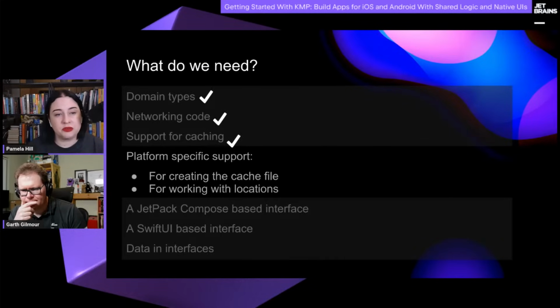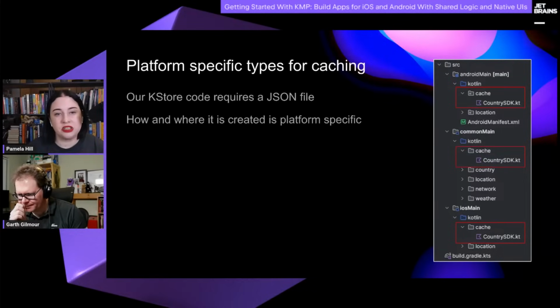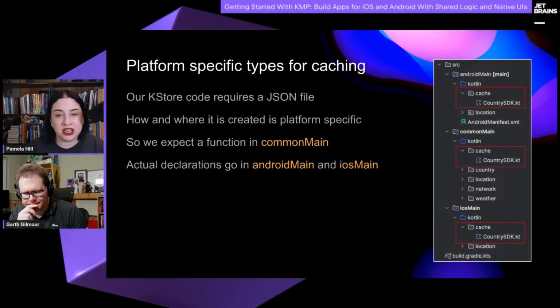So the next thing that we need to do is platform-specific support. Firstly, for the cache file. I promised that I would show you exactly where that's going to happen, and I'm going to show you exactly how to do that now. For KStore, we actually need a JSON file, and how we do that is platform-specific, where we're going to save it. So we're going to have an expect function in commonMain, and our actual declarations will be platform-specific. So there'll be an androidMain and an iosMain.